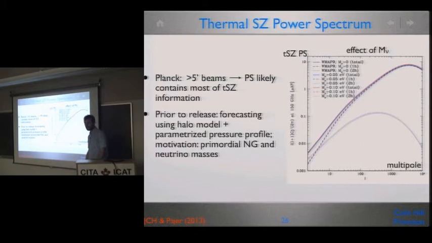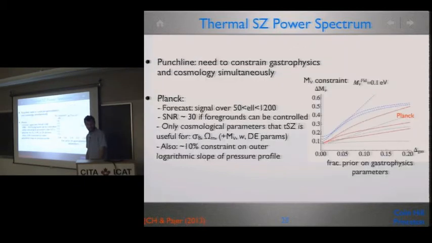I mean, it's like adding a warm dark matter component, right? So it will also suppress the matter power spectrum in a similar way. Yeah. All right, so the punchline of our paper was essentially that you can't just fix your gastrophysics model and constrain cosmology. You really have to do both of these things simultaneously. Otherwise, you're going to bias your cosmological results, or more importantly, underestimate the errors on your derived results.